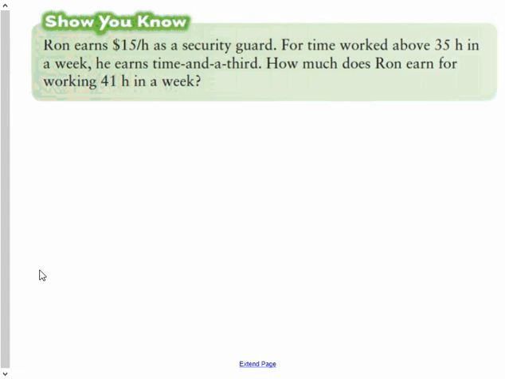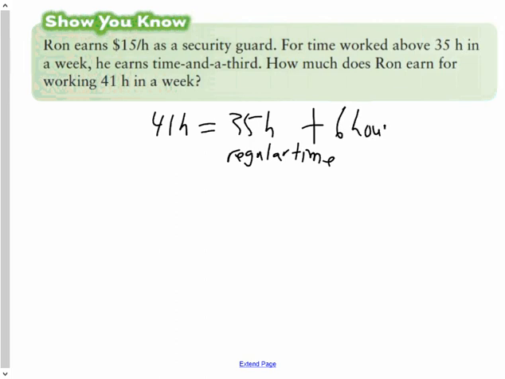So 41 hours, the first thing we're going to do is figure out how many hours he's going to be working. He's going to be working 35 hours of regular time. And he's going to be working 6 hours of what kind of time? What do we call that when he works past what he's supposed to? Overtime. Thank you, Calvin. Overtime. So the 41 hours are going to be made up of 35 hours of regular time plus an additional 6 hours of overtime. So really what we're going to do is construct a sentence or a mathematical statement that represents that.